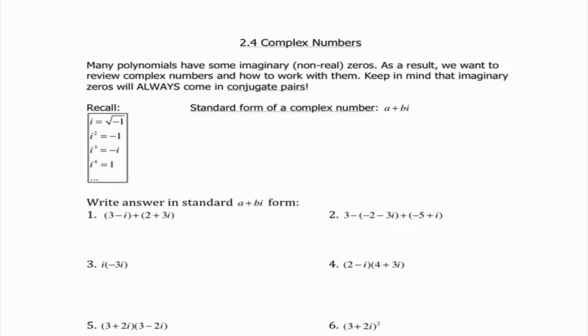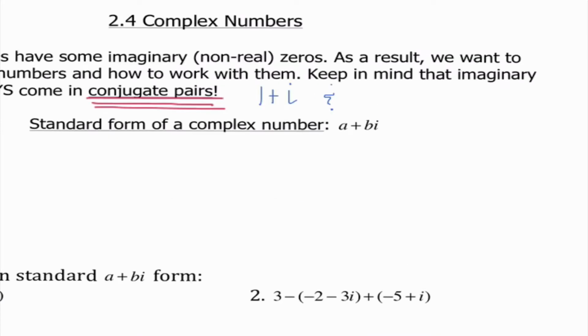The one thing I really want to stress to all of you is that imaginary zeros will always come in conjugate pairs. That is a big deal, and I just want to remind us what a conjugate pair actually is. If I had something like 1 plus i, the conjugate pair would be 1 minus i. The key thing is that they are the same terms, just a different sign in between. So I'm writing: same terms, different sign.